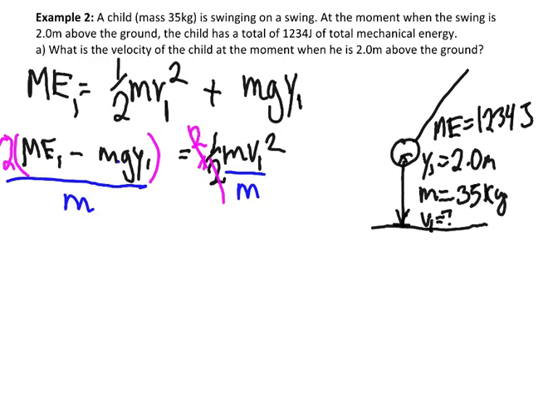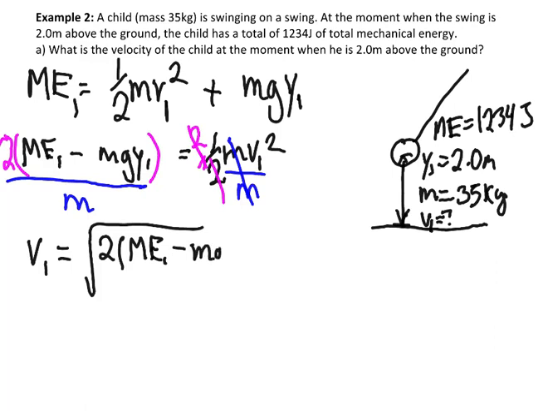Here the mass does not cancel because you don't have mass in this term. Mechanical energy, it's just mechanical energy, that's just one number. It doesn't have mass in there. So you can't cancel the masses there because you have mass in only one term here. But you can cancel them over here because there is just one term on that side. So what do we get? We get V1. We're going to have to square root both sides. So this is the square root of 2 times (mechanical energy 1 minus mgy1) all over m.